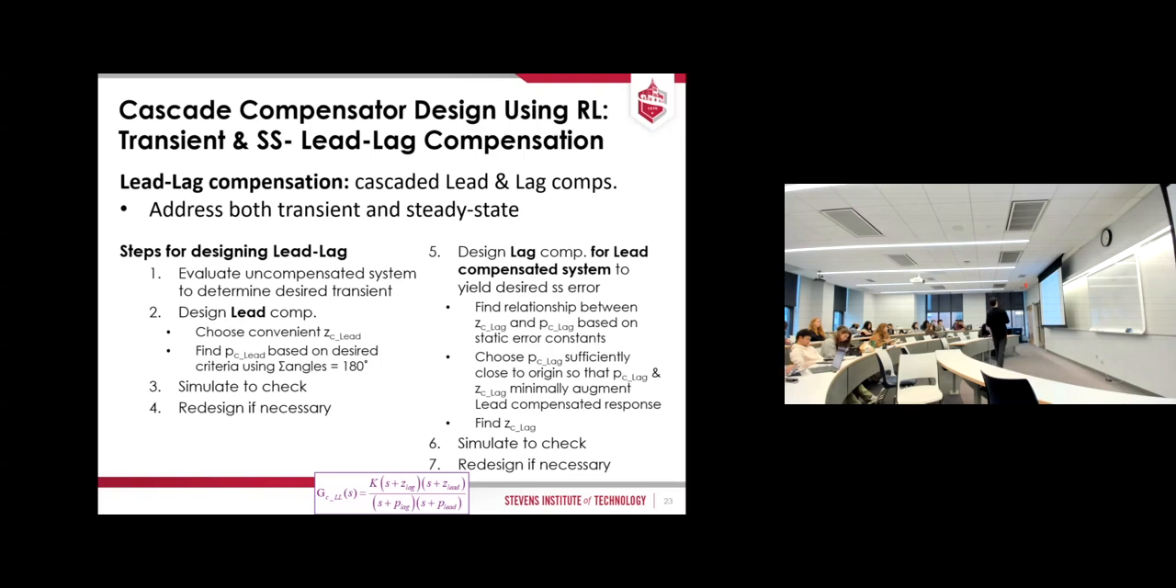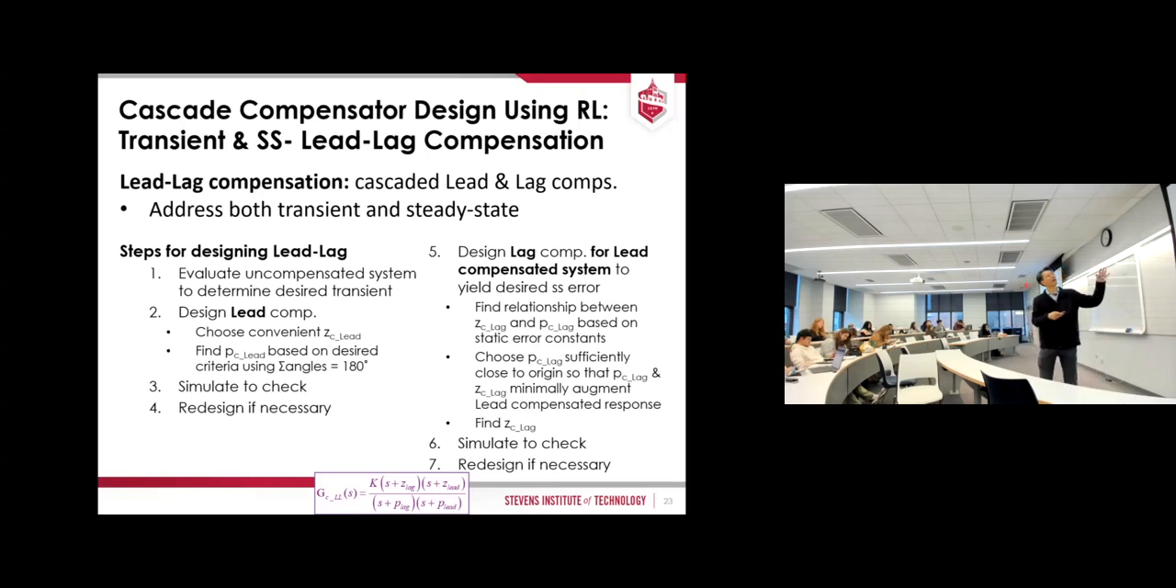The steps are the following. Number 1, you evaluate the uncompensated system to determine the design transient, right? You have to determine a new design point for lead and PD, which we did today. Then design the lead compensator. You choose a convenient Z, right? Once you have the design point, maybe right under that design point, or find another pole location to pursue the pole-zero cancellation. Then find PC based on the desired criteria. Then simulate and check.